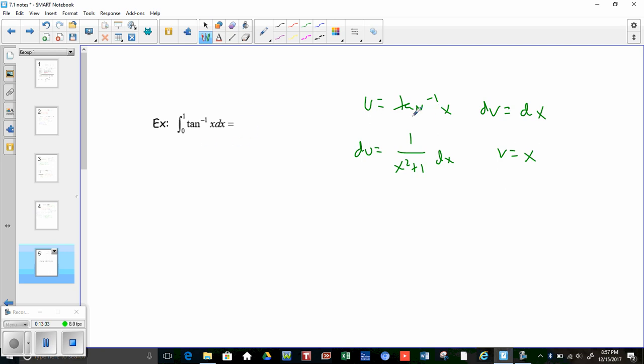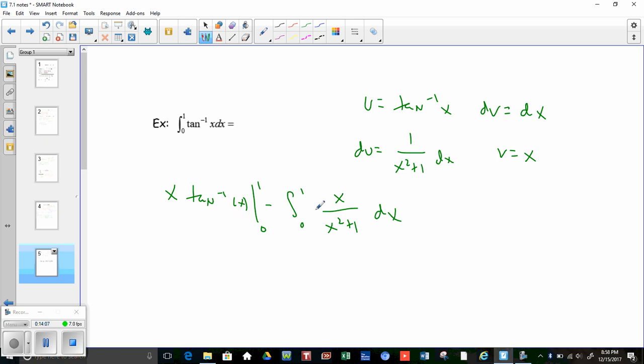So this integral is uv minus the integral of v du. So uv is x inverse tangent of x minus the integral of v du, which is x over x squared plus 1 dx. And technically I should probably put that this is going to be evaluated from 0 to 1, and this is still evaluated from 0 to 1. I typically don't evaluate all this stuff until the very end.